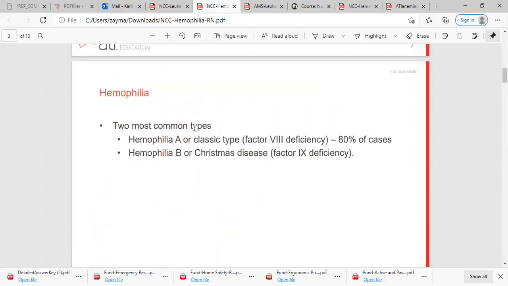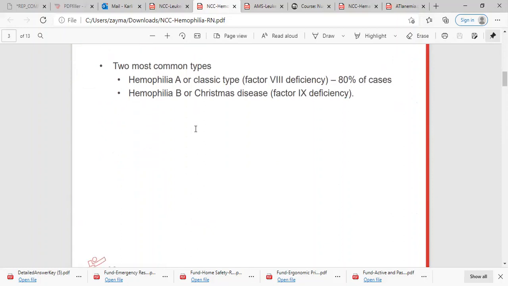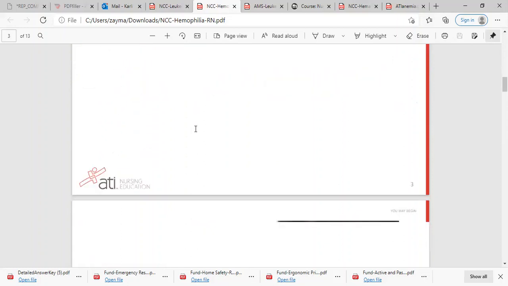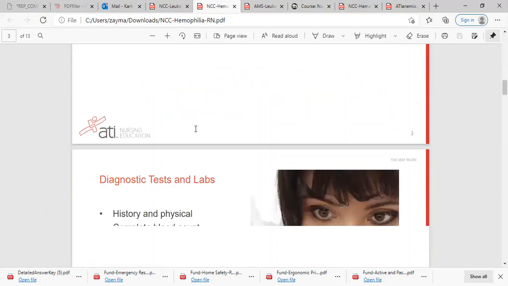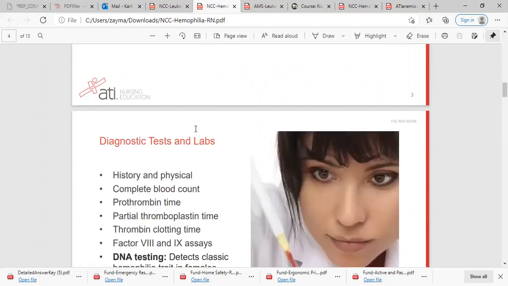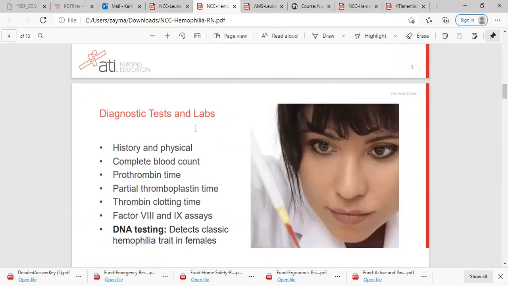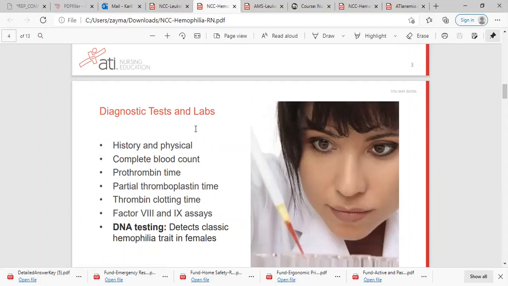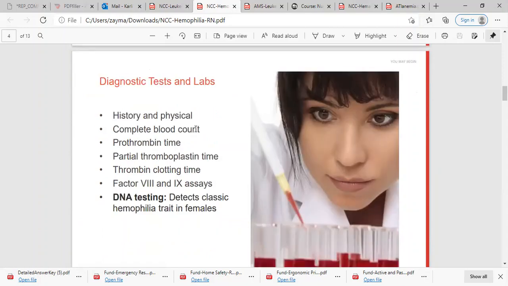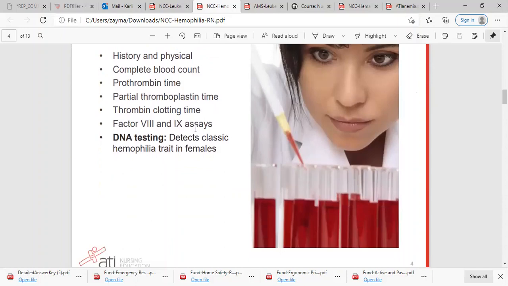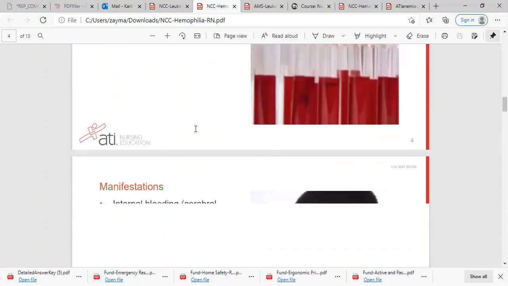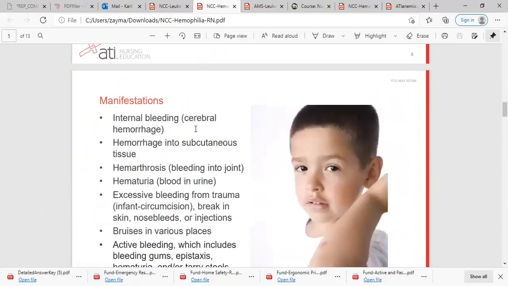There's two different types. You really don't need to go in depth knowing every little thing about hemophilia. What you need to know is hemophilia is a deficiency in blood clotting factors, and it's going to lead to a high risk for bleeding. So DNA testing is the diagnostic test that's going to confirm diagnosis of hemophilia.